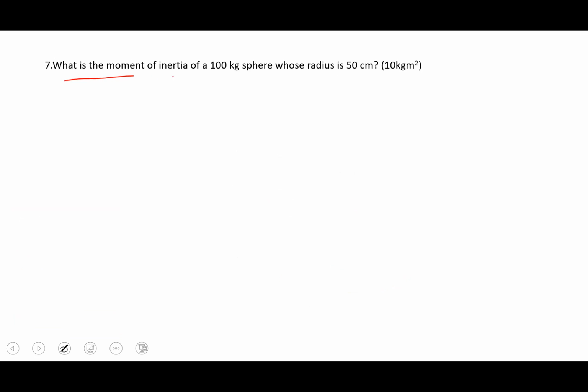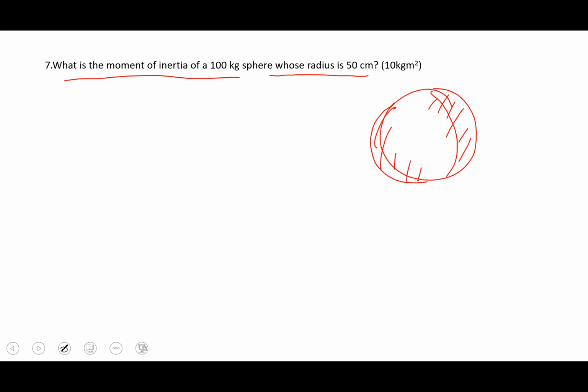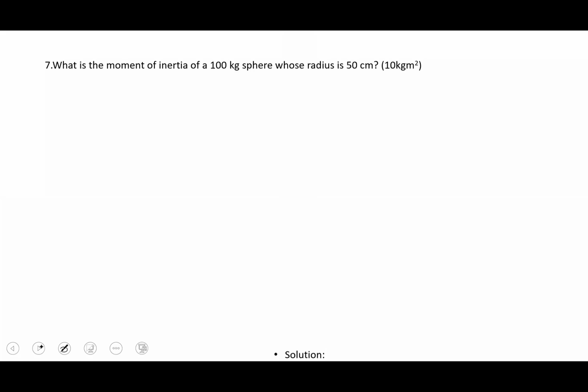What is the moment of inertia of a 100 kilogram sphere whose radius is 50 centimeters? Now we have a sphere. A sphere is a three-dimensional form of a ball or circle, just like a bowling ball, you can say, a spherical bowling ball. Now it is of 100 kilograms, and it has a radius of 50 centimeters. Now in this case, let us find the moment of inertia.